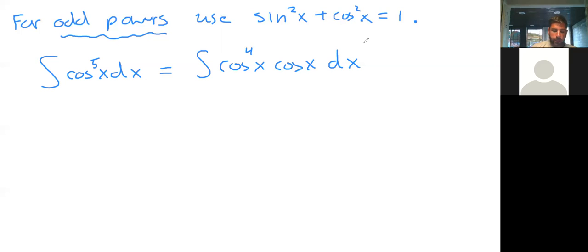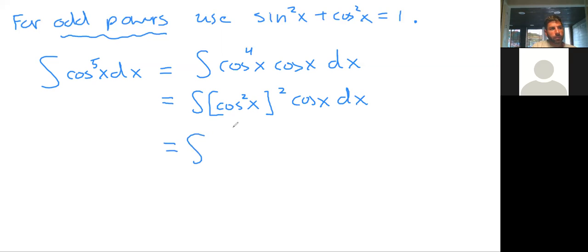And now the next observation I'm going to make is that cosine to the 4th is nothing more than cosine squared, quantity squared. And so using the Pythagorean identity, I can replace this cosine squared with 1 minus sine squared, which at first glance looks like I'm making things worse. You might say, well, it looks like you're complicating things. But that's only if you look at it from one perspective. If you look at it from another perspective, you might say, oh my God, this is an extremely simple integral.